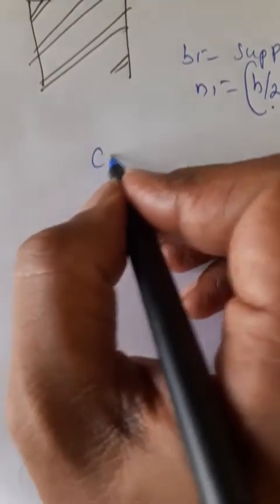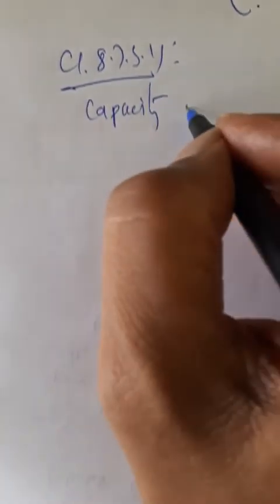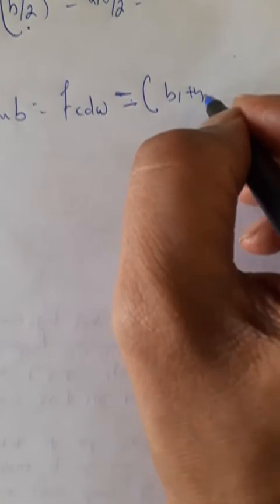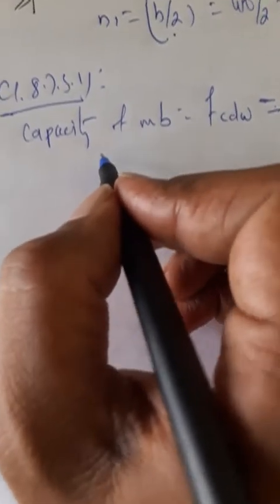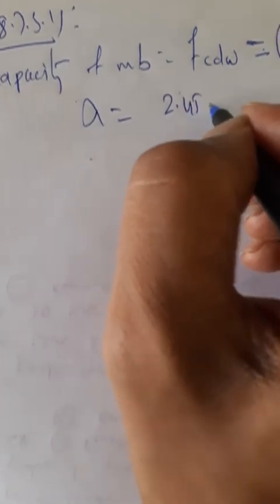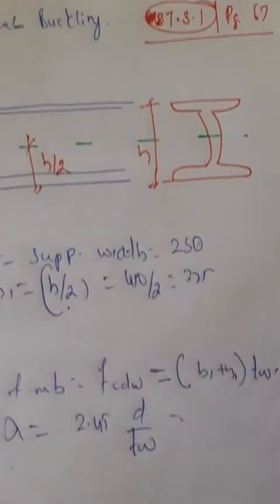Now according to clause 8.7.3.1, capacity of web. Capacity of web FCDW. Direct equation is not given, only area is given, that area divided by FCD gives me the capacity. So area is given by B1 plus N1 into TW, by FCD, where FCD depends on slenderness ratio, and slenderness ratio lambda is given by 2.45 D by TW. Now here D is this value.